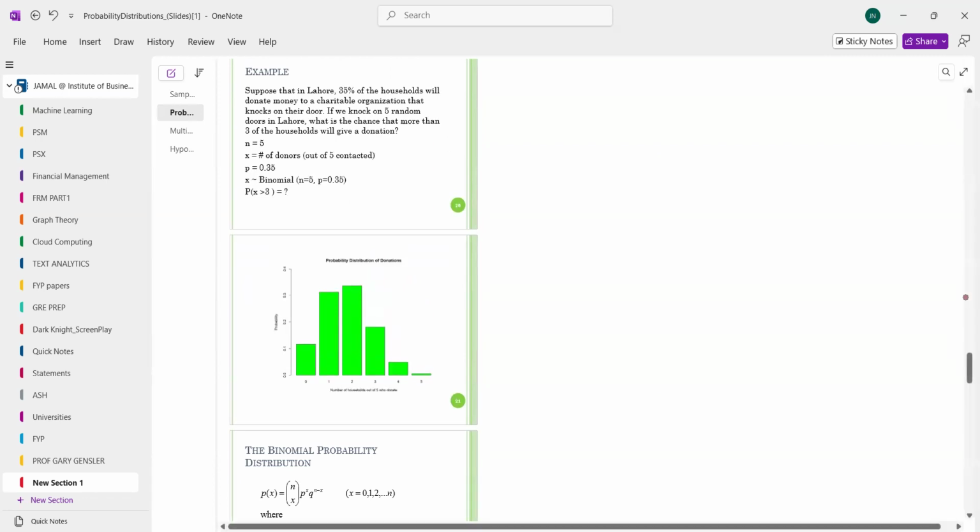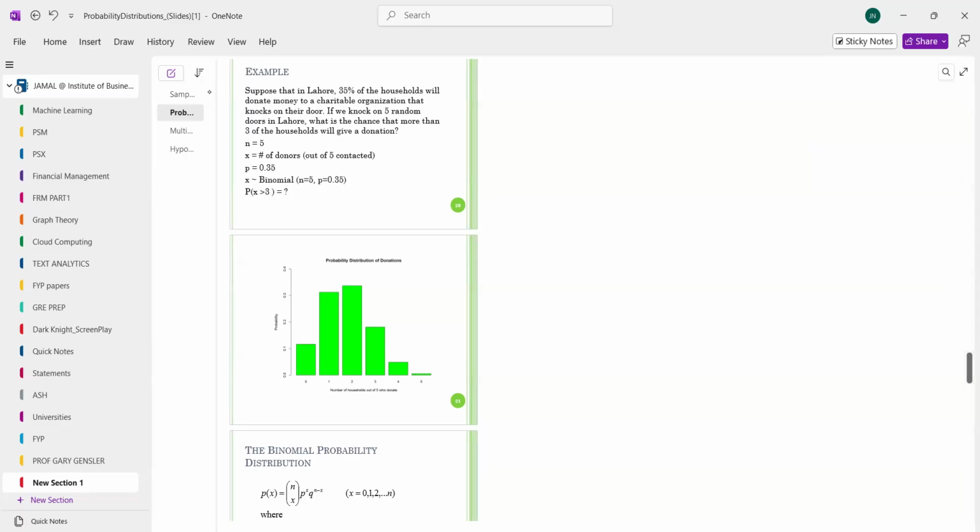So let's just quickly look at this. I think that's again the binomial, that's based on the binomial. Suppose that in Lahore, 35% of the households will donate money to a charitable organization when someone knocks on their door. If we knock on five random doors in Lahore, what is the chance that more than three households will donate?